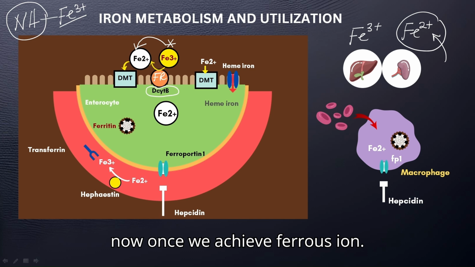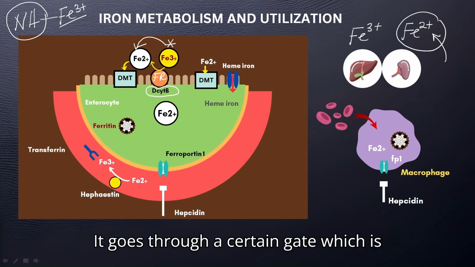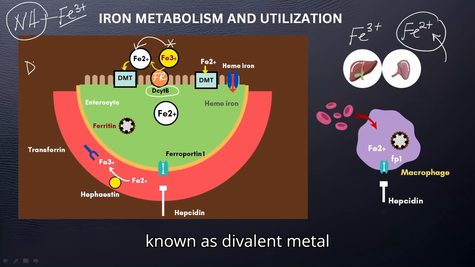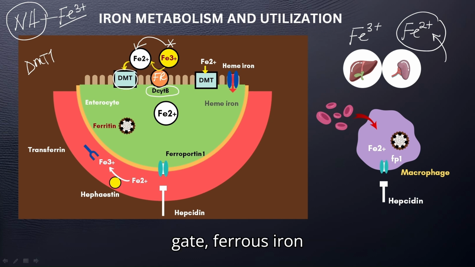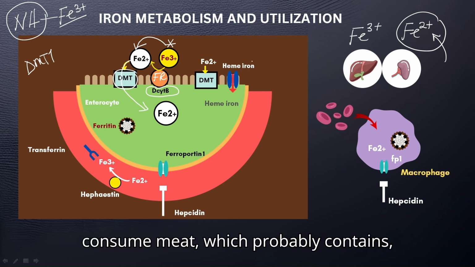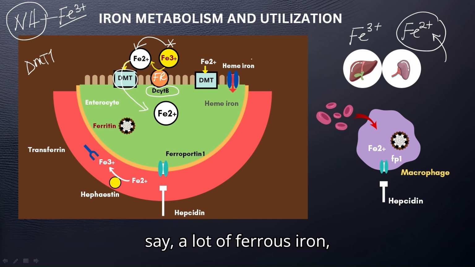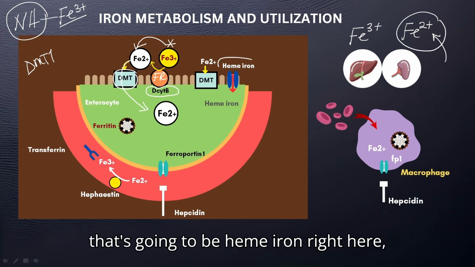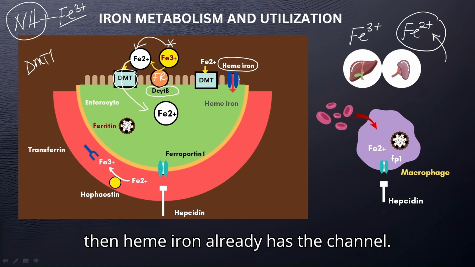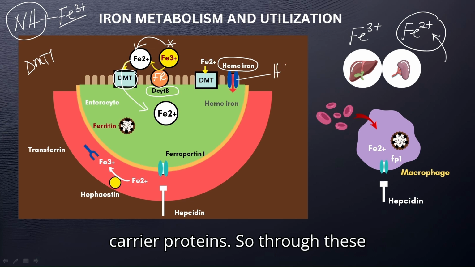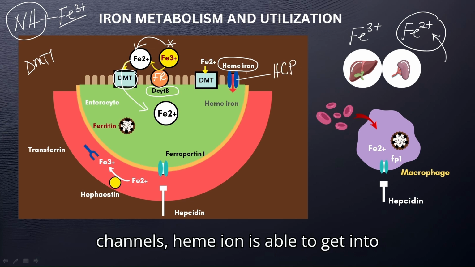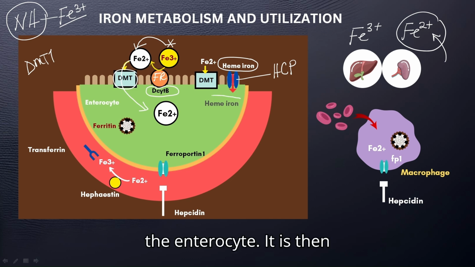Okay, now once we achieve ferrous iron, it goes through a certain gate which is known as divalent metal transporter 1. Now, with the help of this gate, ferrous iron is able to get into the enterocyte. All right. Now, if we have another individual who consumes meat, which probably contains a lot of heme iron right here, then heme iron already has a channel through which it enters the cell. This is going to be called heme carrier protein. So through these channels, heme iron is able to get into the enterocyte.